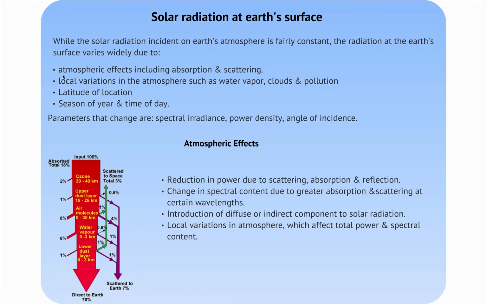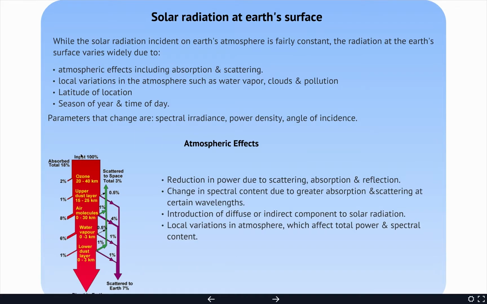The parameters that these things affect are spectral irradiance, power density, and angle of incidence. And all these three things are very important when we consider the performance of a solar cell or any solar absorber. So the specific atmospheric effects are summarized in this nice little diagram, where you can see the input coming from outer space is 100%.